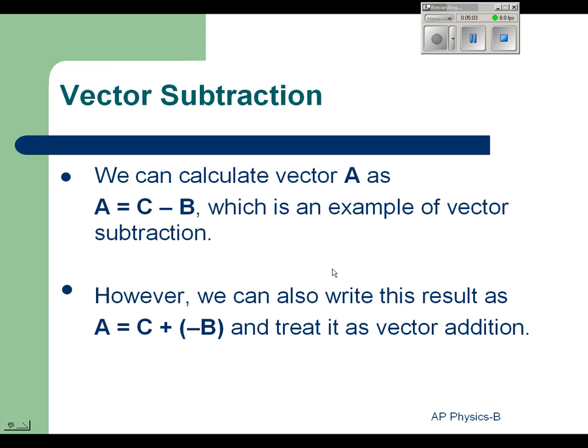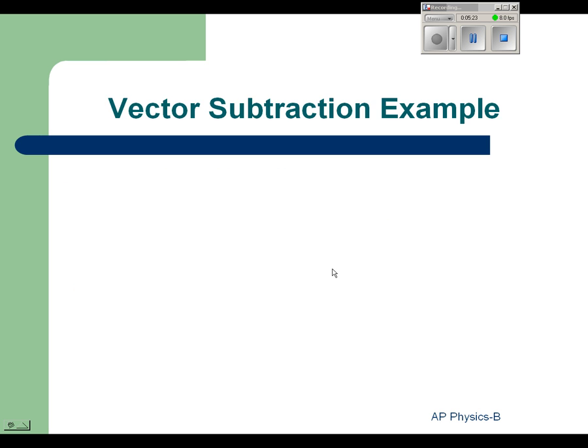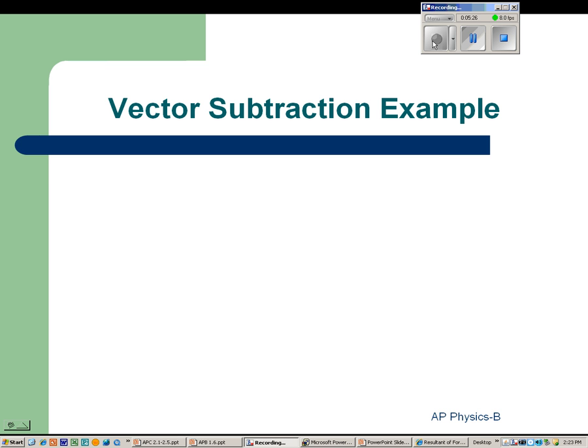Well, what we do is we change it over. We rewrite it as an addition. You can always write subtraction as addition. So you take B and make it negative, and then you can have vector A equals C plus a negative B. That negative B, all that means is the direction is in the opposite direction. The magnitude of B is exactly the same, but now you just reverse the direction of vector B. So let's take a look at what that means exactly. We'll do an example of that right now.